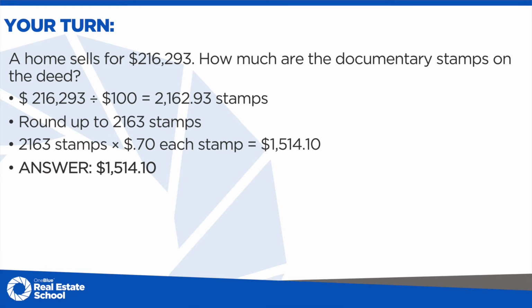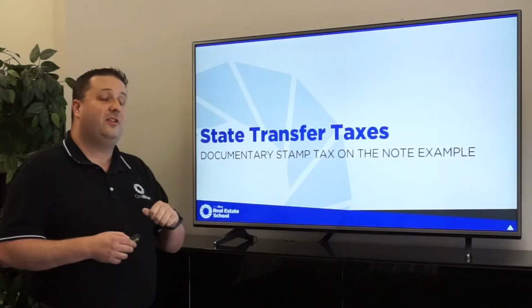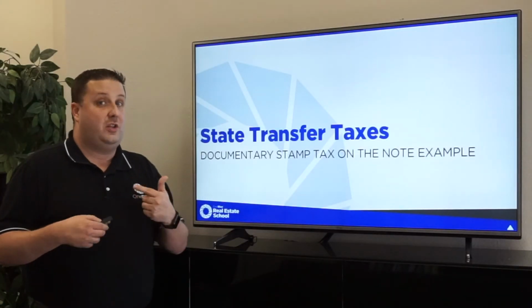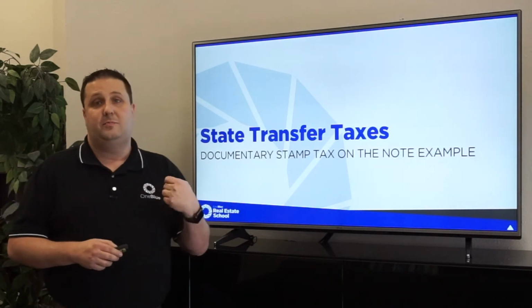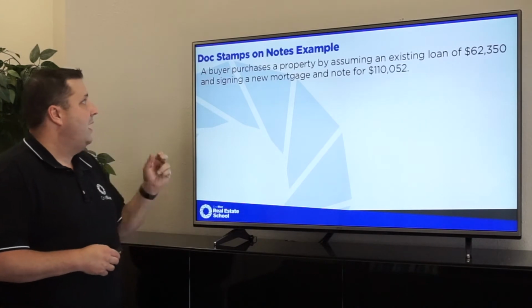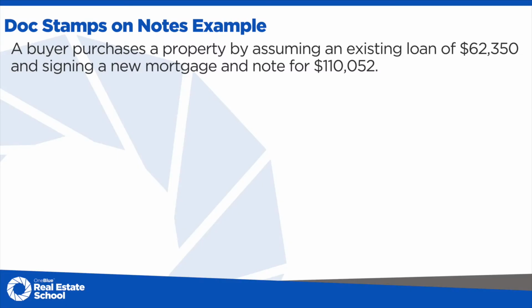Let's take a look at documentary stamp taxes on the note. Now we're changing the price, but we're not going to change the process. Instead of 0.7, we now use 0.35. A buyer purchases a property by assuming an existing loan of $62,350 and signing a new mortgage and note for $110,052. Now, one pro tip here for you. We're never going to add them together at the beginning. We just only add them at the end. I'll show you what I'm talking about because that could lead us into some trouble.